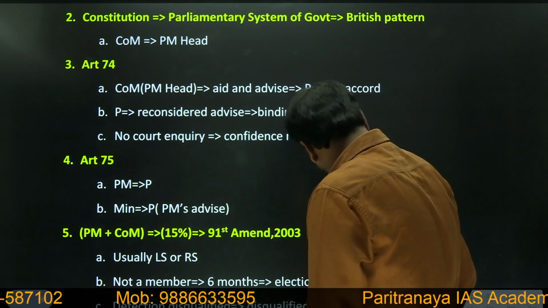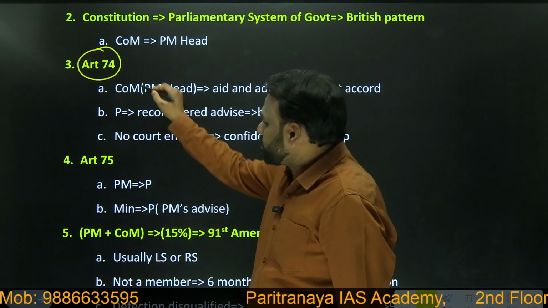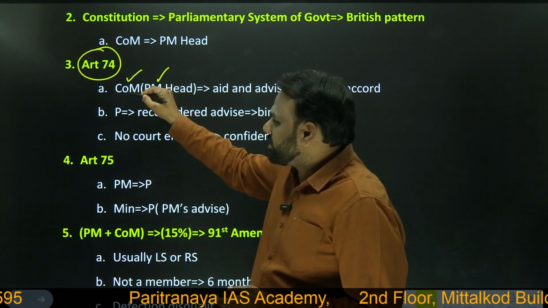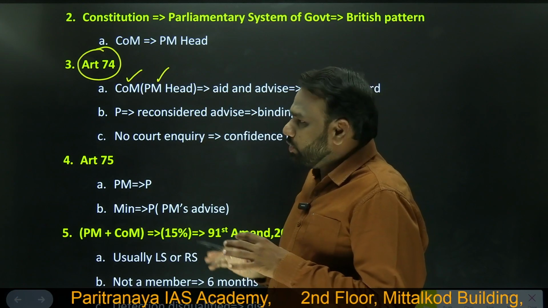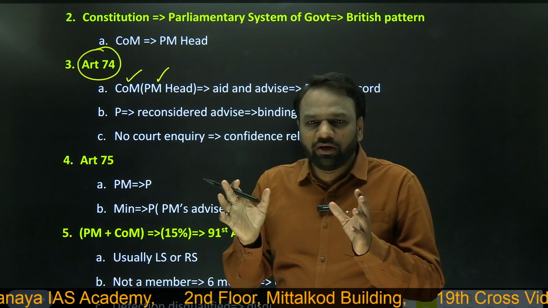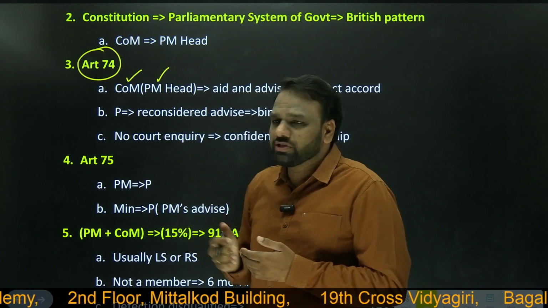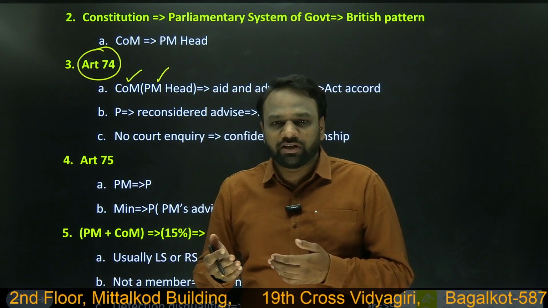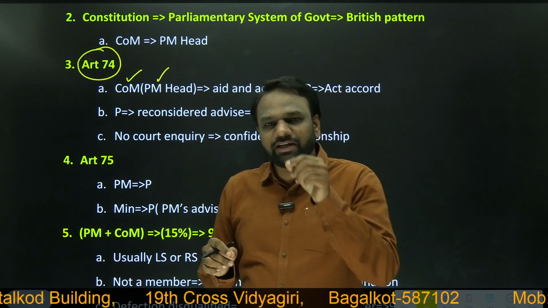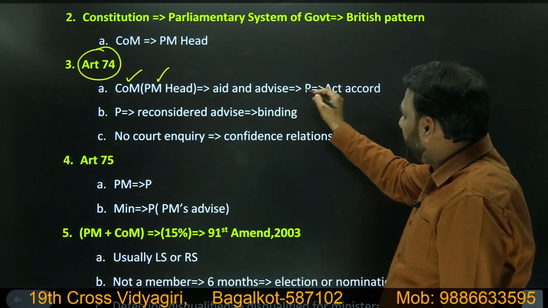Article number 74 of the Constitution. What does it say? It says that there should be a Council of Ministers, and it should be headed by the Prime Minister. Henceforth I will not be using Prime Minister. Whenever I say Council of Ministers, you should assume that the Prime Minister will be its head. Now the Council of Ministers aids and advises the President.